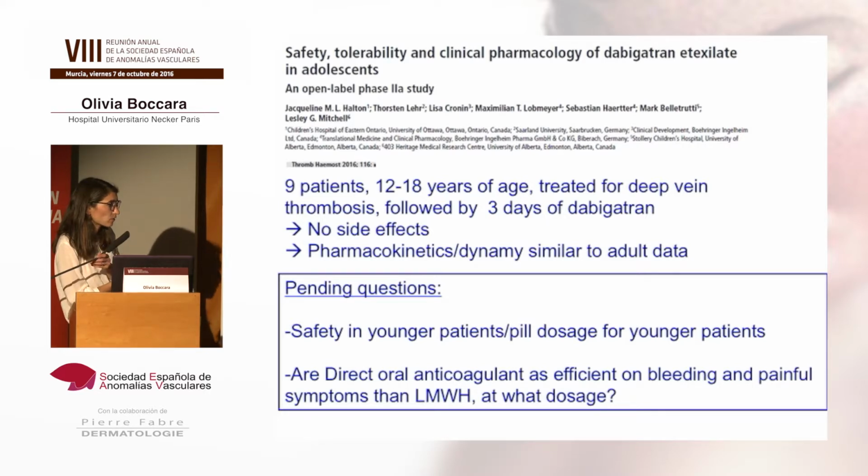The remaining question also is certainly the safety, but perhaps more than the safety, it is the efficacy. As the efficacy of low molecular weight heparin has been demonstrated on clinical experience, we don't really know if those direct oral anticoagulants will be as efficient on the LIC, on the painful symptoms, and on the bleeding. And this has still to be demonstrated.